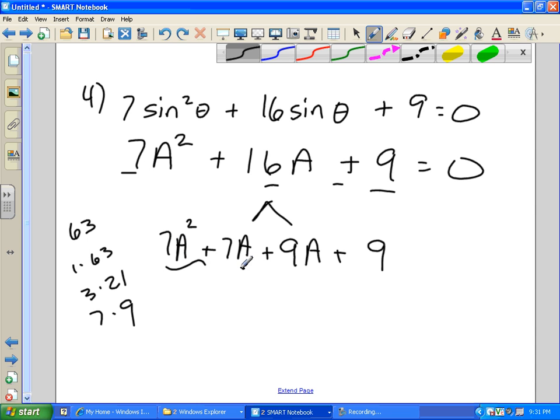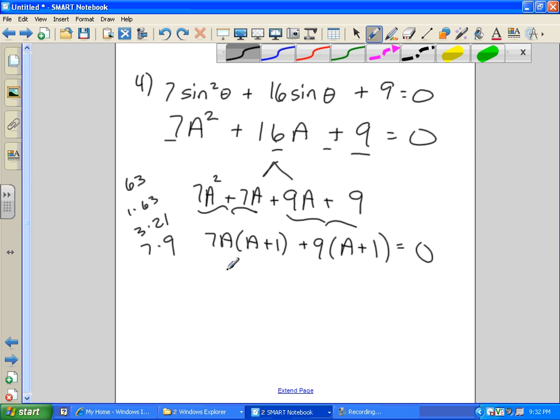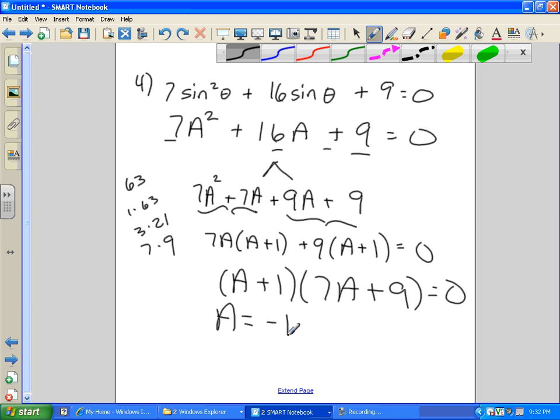Okay, now let's group them and factor. So out of my first group here, I could factor out a 7a. That would leave me with a plus 1. In my second group, we can factor out a 9. That would leave me with a plus 1. And so now we'll get a plus 1 times 7a plus 9. And so our solutions here for our a equation, we'll get negative 1 there. Let's see, that would give me 7a equals negative 9, so a would be equal to negative 9 over 7.